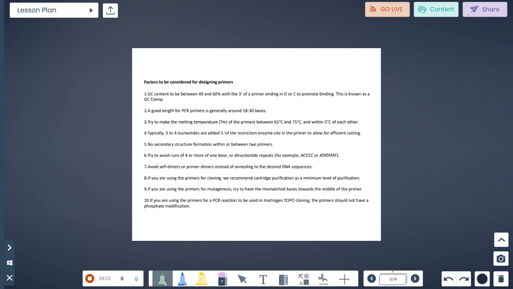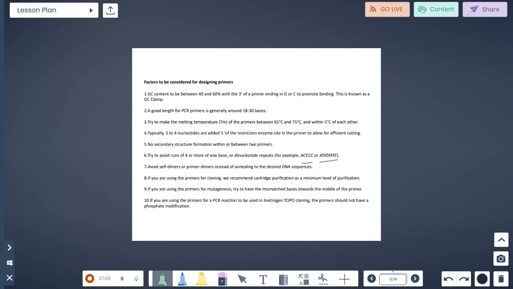And in the primer, there should not be any secondary structure formation between two primers or within the primer. In a single forward primer also, there should not be any secondary structure formation. And there should not be any continuous bases like this or repeating bases like this. It should not be there. And self dimers, primer dimers should be avoided. That is, forward primer and reverse primer should not make any base pairing, or it should not make it within also.